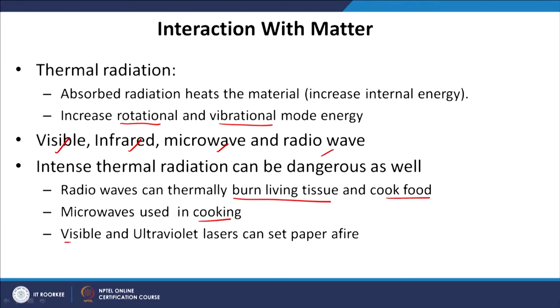Lasers are also in this category, which are normally long wave radiation, and they can also be potentially very dangerous. We all have seen focusing visible radiation of the sun using some kind of lens on a piece of paper lead to fire, the paper may burn. So, when focused, when concentrated, the intensity is very high, and even long wavelength radiation can be dangerous.